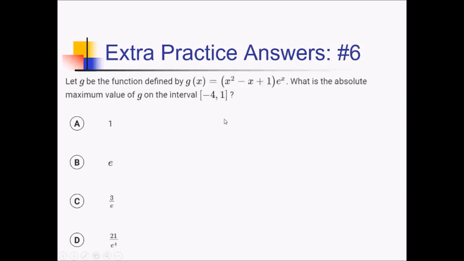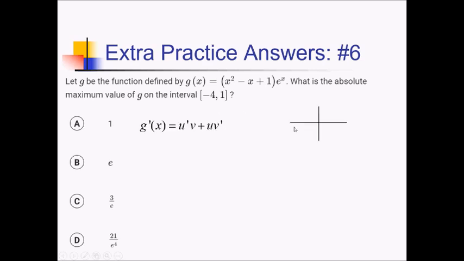On this problem, we're trying to find the absolute max for this g function on the interval from negative 4 to 1. So we're going to use the candidates test, especially since we don't have a calculator. We're going to test negative 4 and 1, the endpoints, no matter what. We also need to take the derivative and find critical values because those might be candidates as well. For the derivative, I'm going to use the product rule, u prime v plus uv prime.